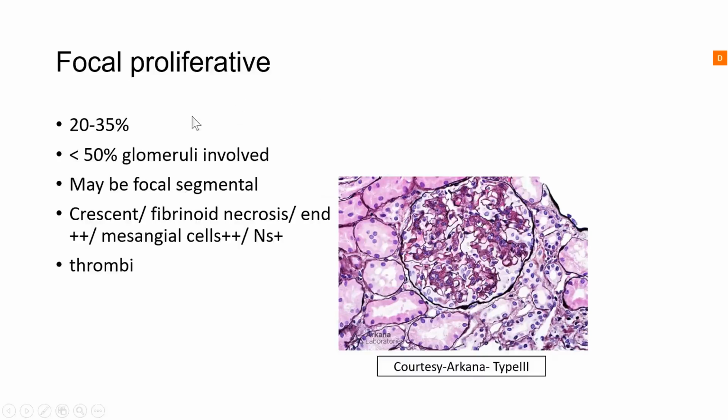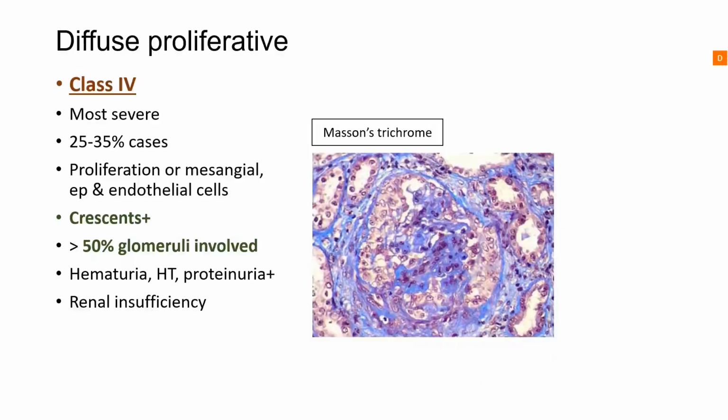Focal proliferative. This occurs in 20 to 35% of the cases. When I say focal, less than 50% of the glomeruli are involved. It can be focal and segmental. So there can be the formation of a crescent, fibrinoid necrosis, and endothelial cells, mesangial cells, and neutrophils can be proliferating. Thrombi can be present. Thanks to Arcana, a very beautiful reference for diagrams.